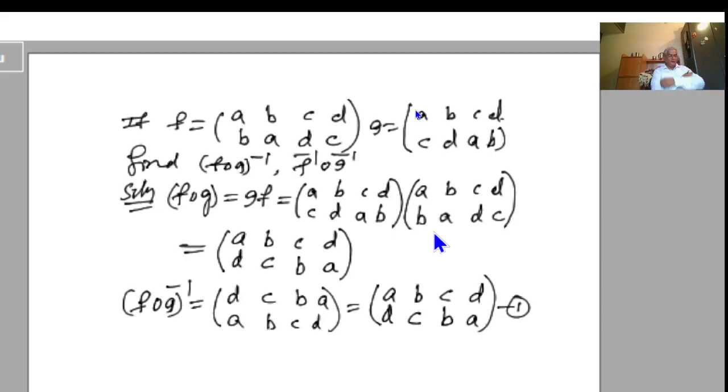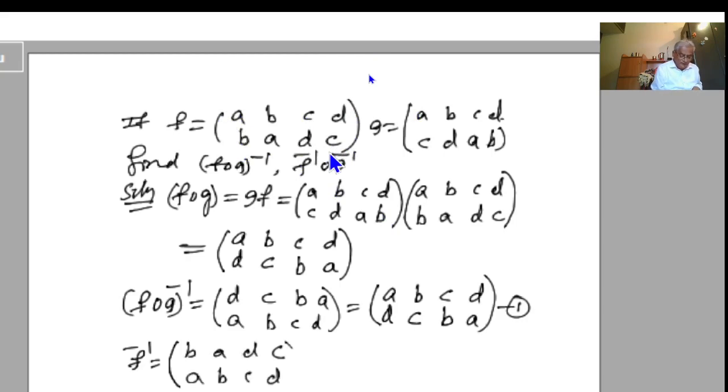Next, what we have to find out? F inverse composition G inverse. So first I will find out F inverse. In F we have to write this in the first row, this in the second row. That is B, A, D, C in the first row, then second row as it is, A, B, C, D. And we write this as A to B, B to A, C to D, D to C. This is our F inverse.